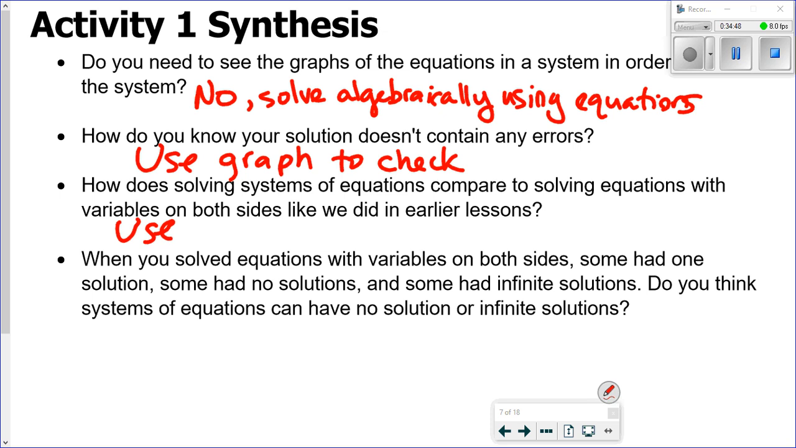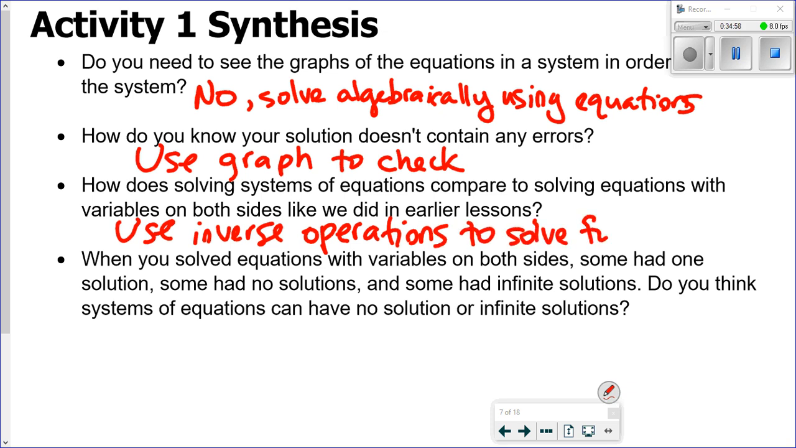So you're still using inverse operations to solve for x. The new piece here is that you now also have to go back and find y. So you have to choose one of those original equations to substitute x in for and find your y value. So that's really the only new piece that's different from what we did earlier in the unit.